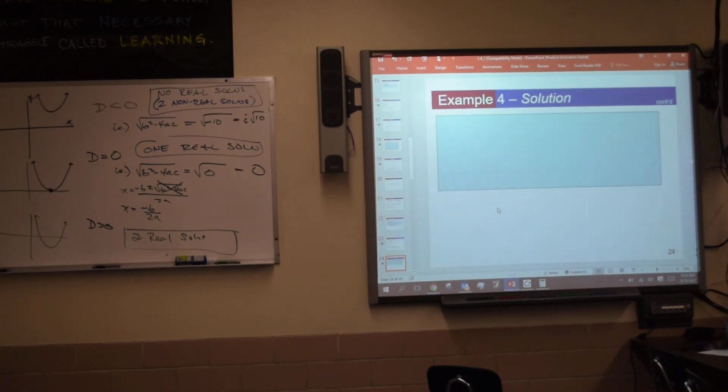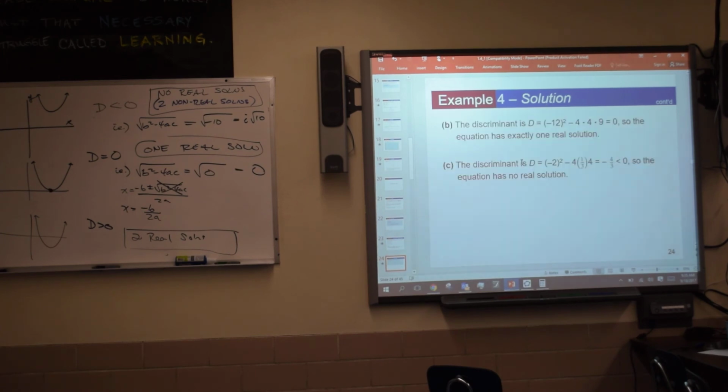If you do the others, you walk through. Okay, negative 12 squared is 144, right? And then negative 4 times 4 times 9. 4 times 9 is 36. Double it, you get 72. Double that again, you get 144. So I got 144 minus 144 as this discriminant. That gives me 0, which gives me exactly 1 real solution.